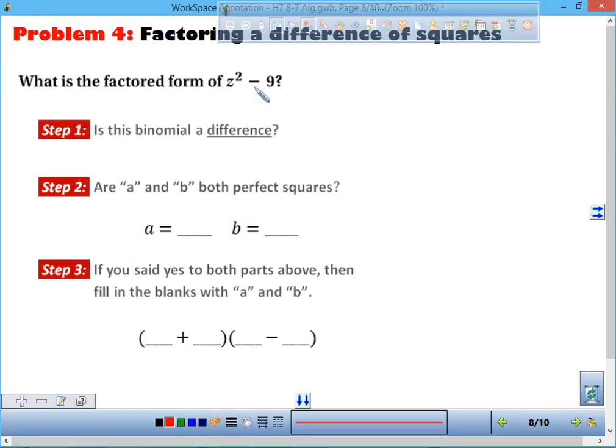So again here, is it a difference? Yes. It's subtracting. Are A and B perfect squares? Yes. z squared is perfect. 9 is perfect. Okay, so the square root of z squared is z. Square root of 9 is 3. So you have z plus 3, and z minus 3 as your two binomials.